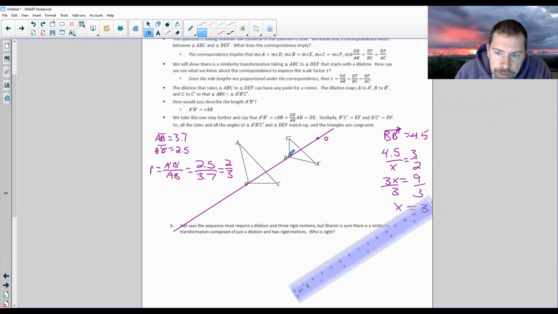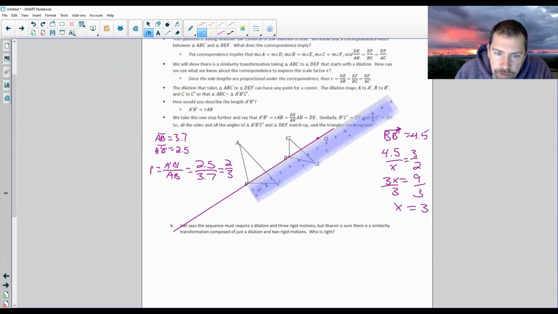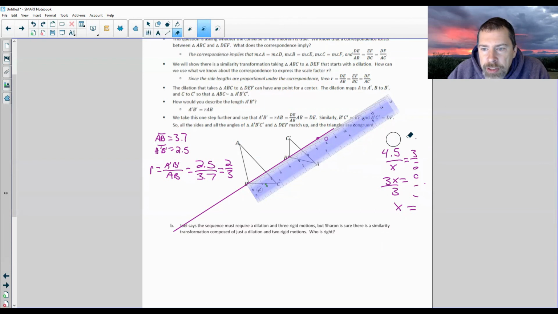So from here to here is a length of 3, and from here to here, did I do that correctly? I don't think so. That's going to be 7.5. So from here to here, if that is 1 and this would be 2, that'd be a scale factor of 2 over 1 to the whole thing. No, I'm not doing this correctly. So 4.5 is to x as 3 is to 2. 4.5 is not my 3. This is a little confusing, so just bear with me. I'm going to explain something.